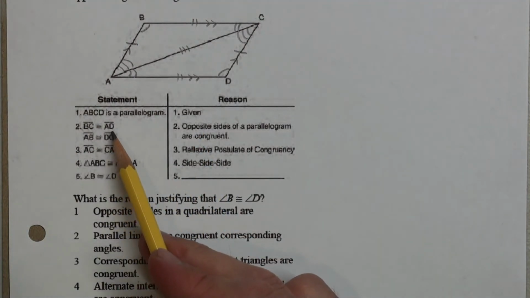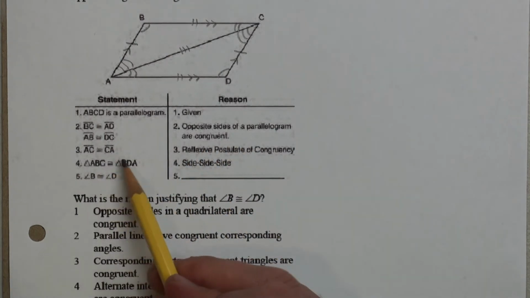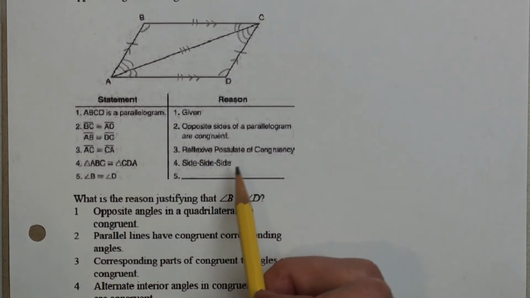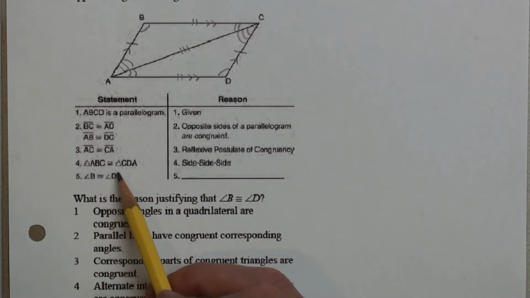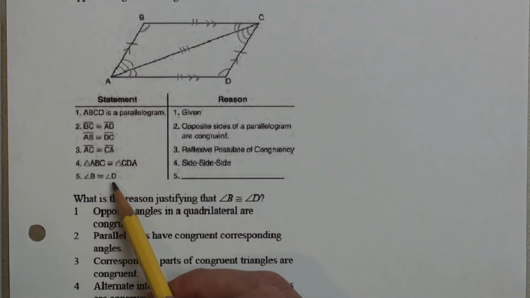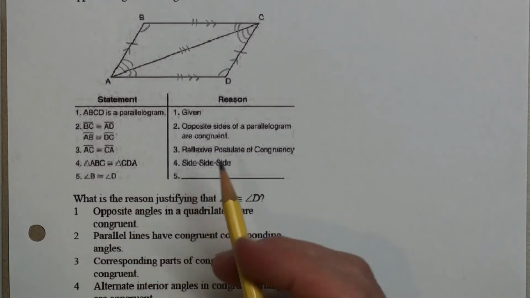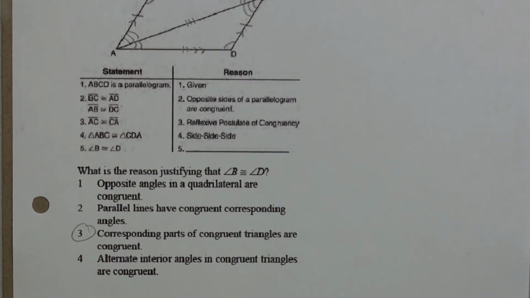He said BC is congruent to AD and AB because the opposite sides of the parallelogram are congruent. Fine. AC is congruent to CA, reflexive postulate of congruency. Triangle ABC and triangle CDA, side, side, side. Angle B is congruent to angle D because corresponding parts of congruent triangles are congruent. Okay? That would be the correct answer for 446.